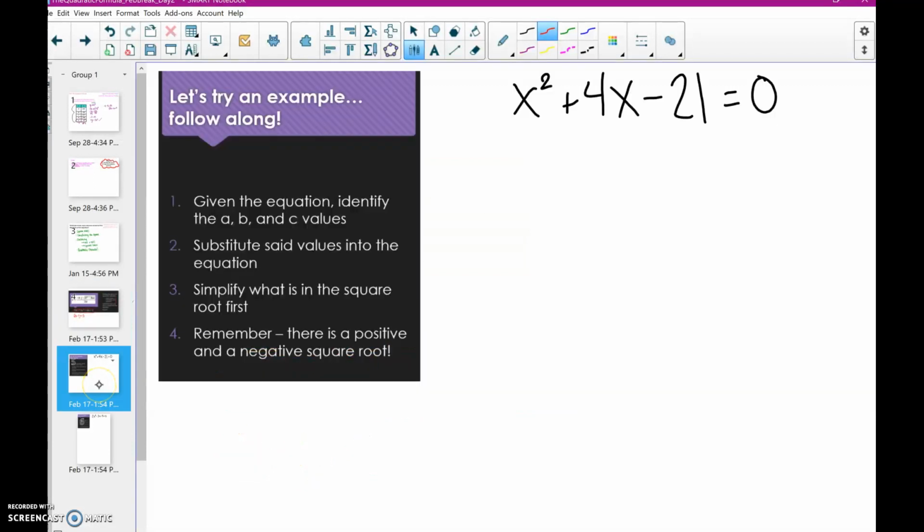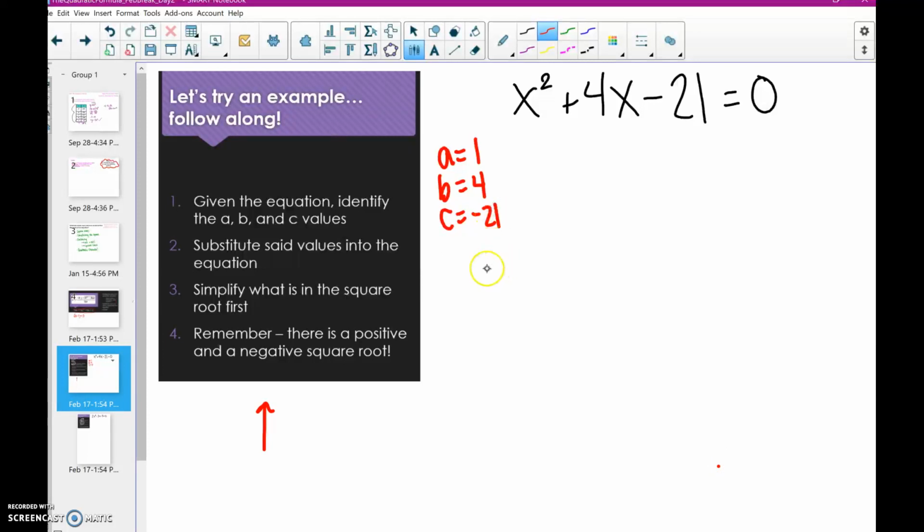So let's try a few example problems. I have a step-by-step guide right here on the side, and I have an example problem up here. So given the equation, identify your a, b, and c values. So let's do that off to the side here. Our a value is 1. We have a 1x squared. Our b value is 4, and our c value is negative 21. Step 2, substitute said values into the equation. Oh, do you remember the equation? Let's use our song to help.